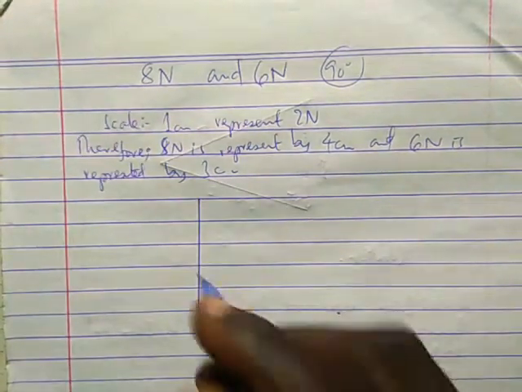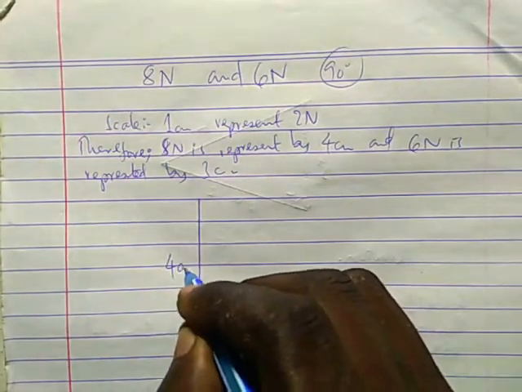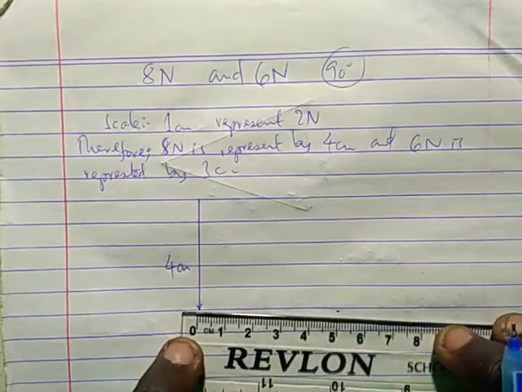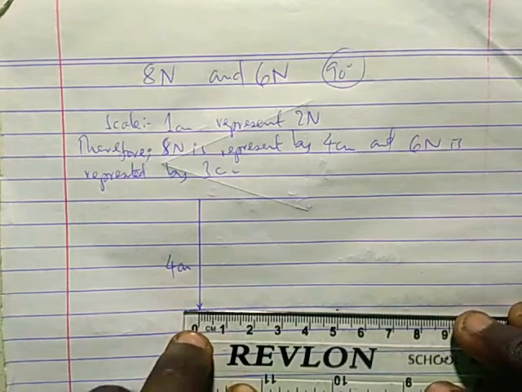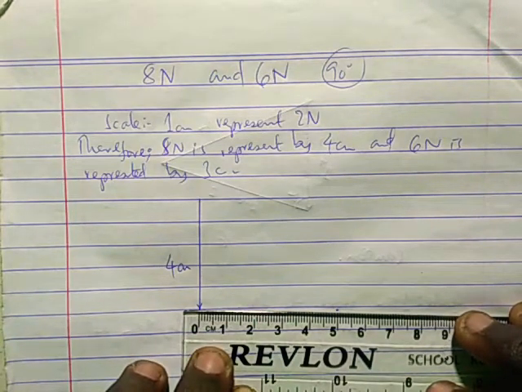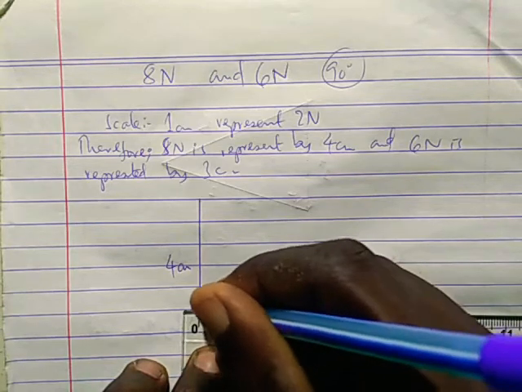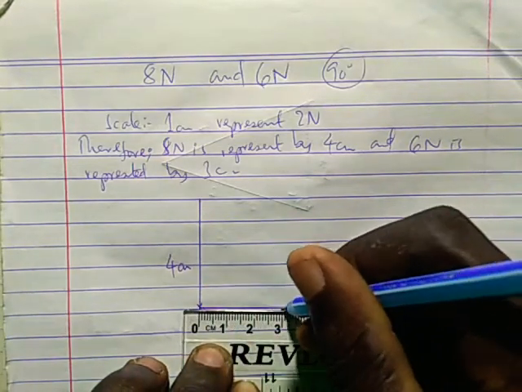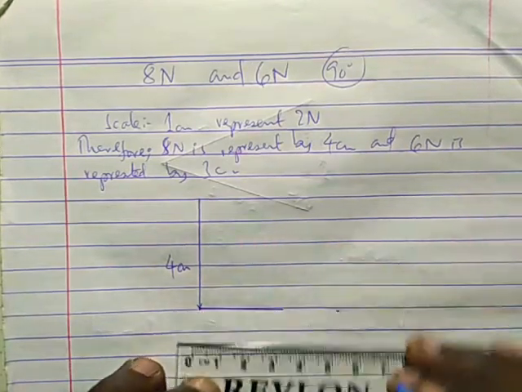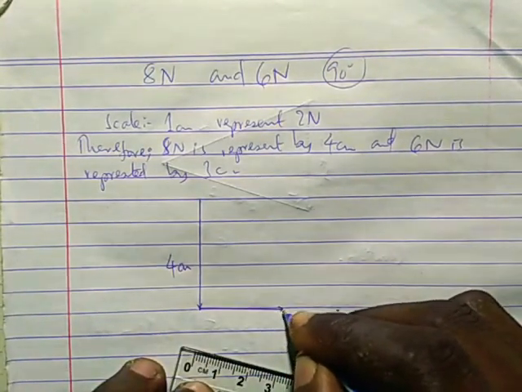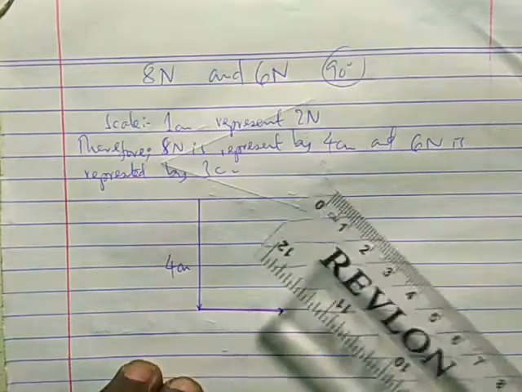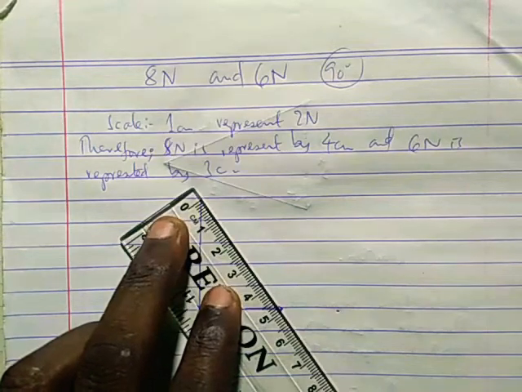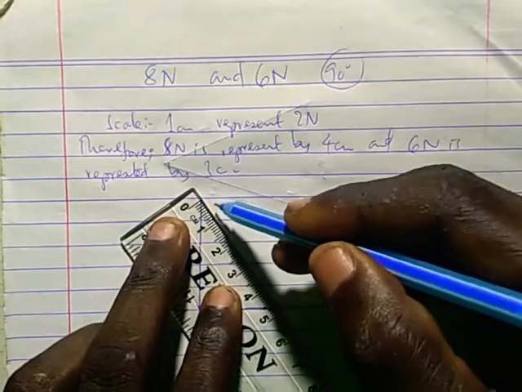Nitachora hii vector yangu ni 4 cm. Nitachora my second vector which is 3 cm from here. Nitaifanya iwe straight na ako ka point hapo. Kisha nita draw vector ambao ni 3 cm. So my 3 cm zitaishia hapo. This will be my second vector. Now the third vector which counters the two must be equal in magnitude but in opposite direction with the resultant.